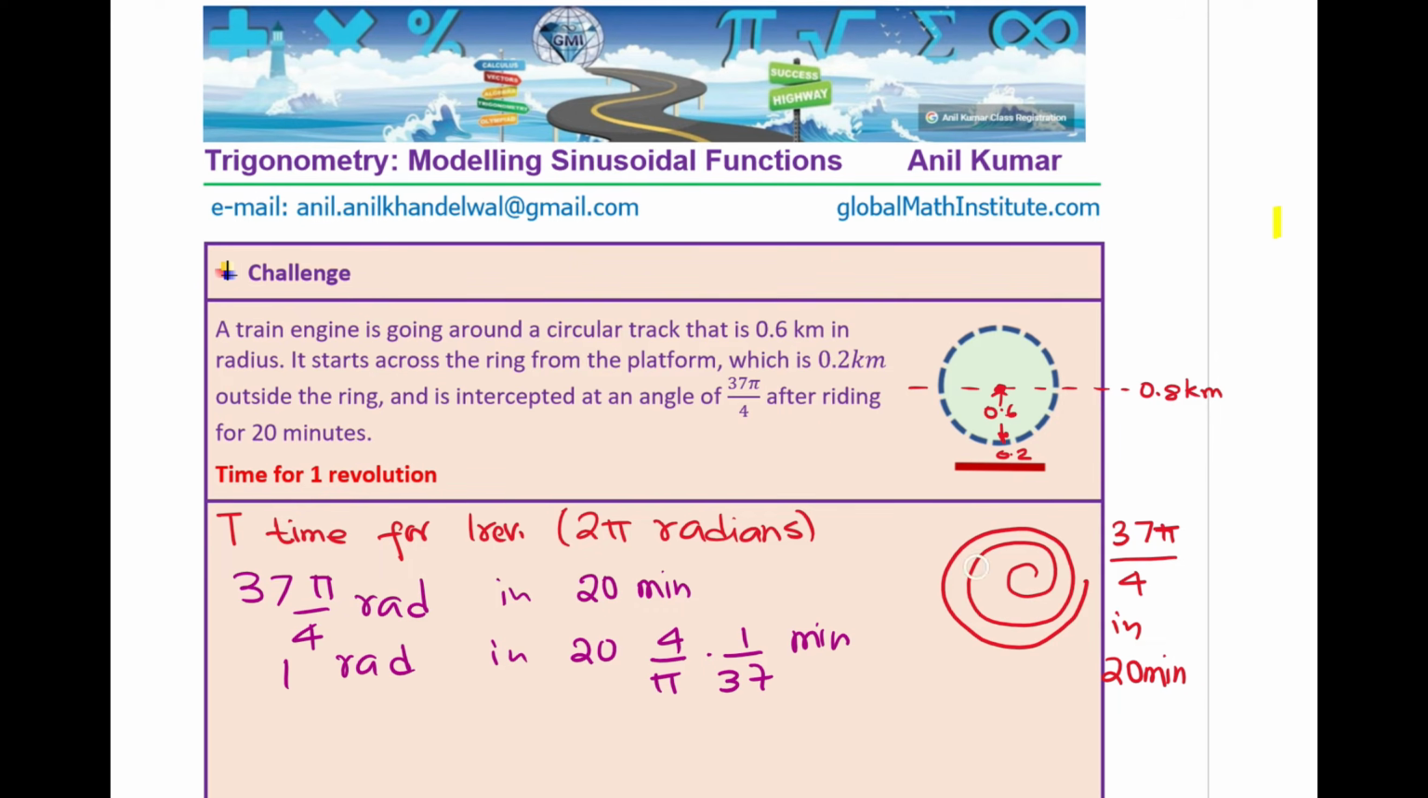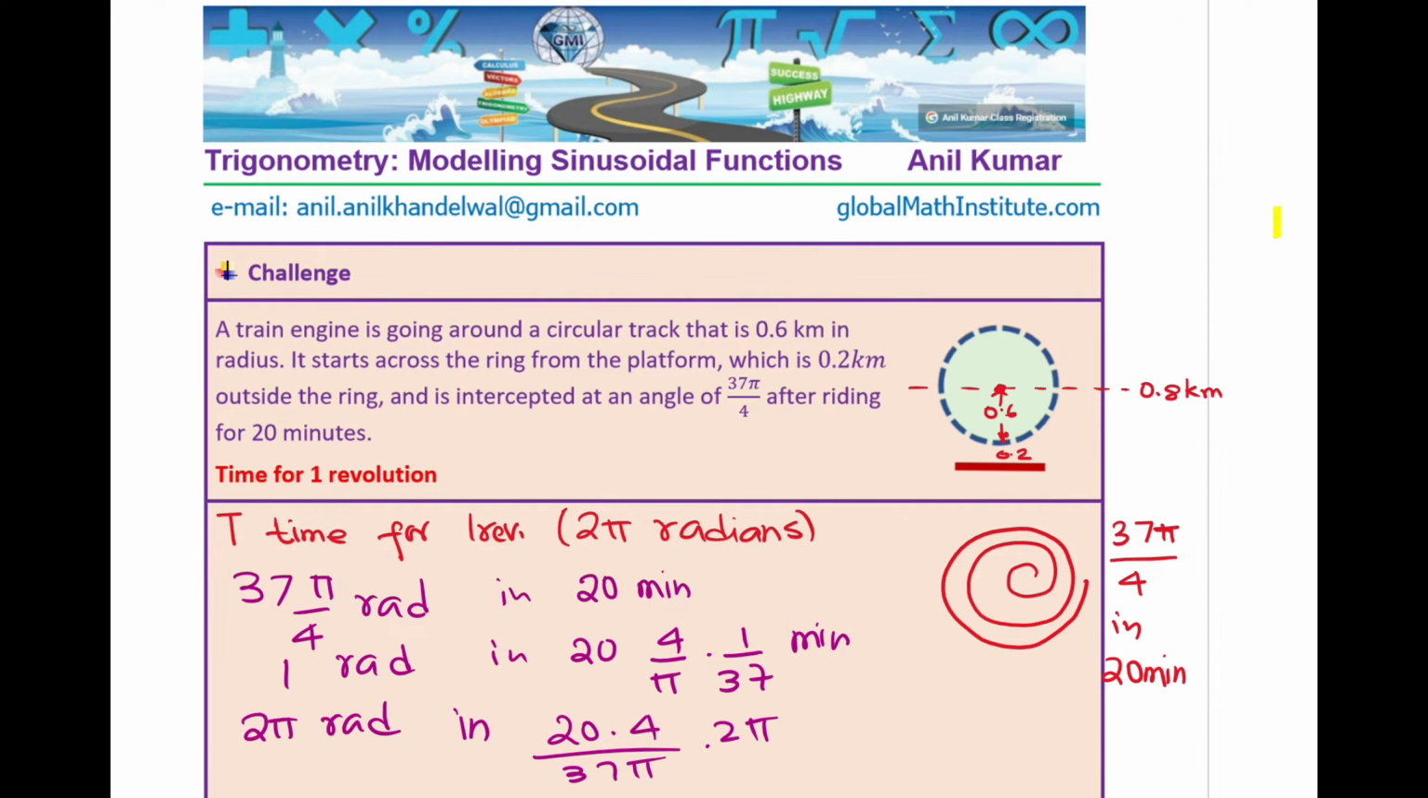However, 1 full circle is 2π radians. So 2π radians in how much time? We can multiply this by 2π, right? So we get 20 times 4 over 37π times 2π, correct?